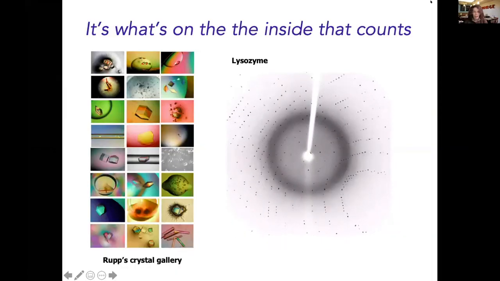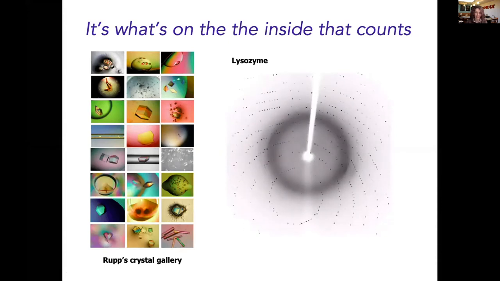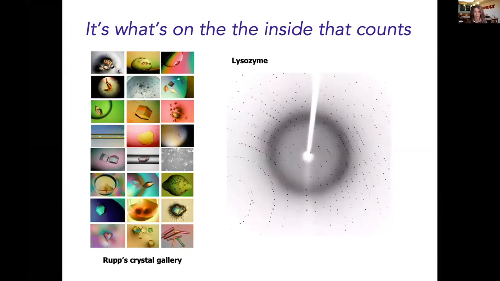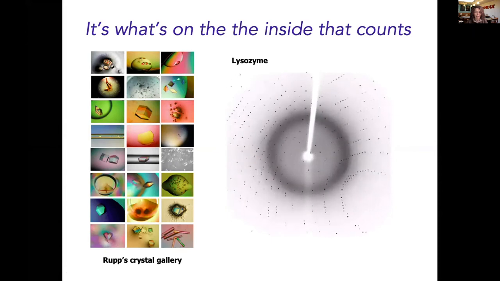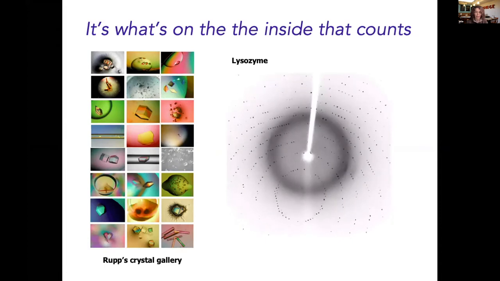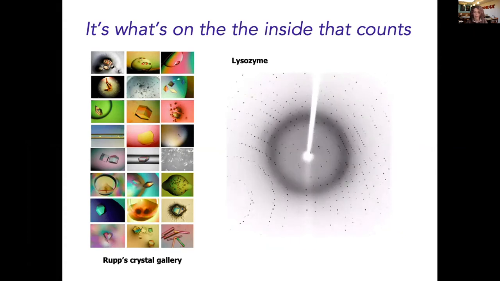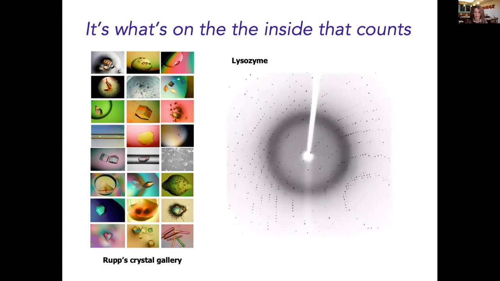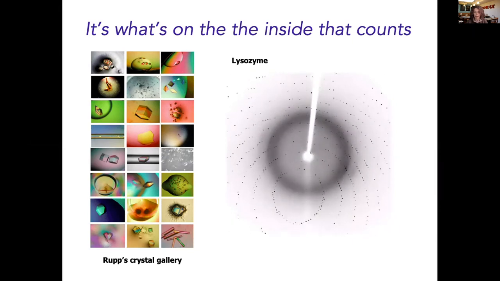So yes, hello Zoomers. This is a 15-minute talk about some of the problems that you can encounter with molecular replacement, and hopefully some of the solutions that you can use to overcome them as well. So hopefully all your crystals will grow and look as beautiful as the ones on the left here in Rupp's crystal gallery. But of course, it's not how beautiful they look that counts. It's what happens when you put them in the X-ray beam. And what we're looking for are beautiful separate spots, uniform in size and shape, although just different intensity, of course, well separated, diffracting to high resolution.